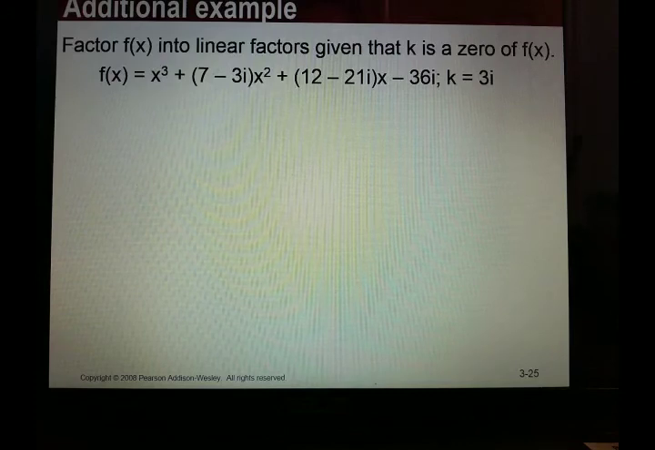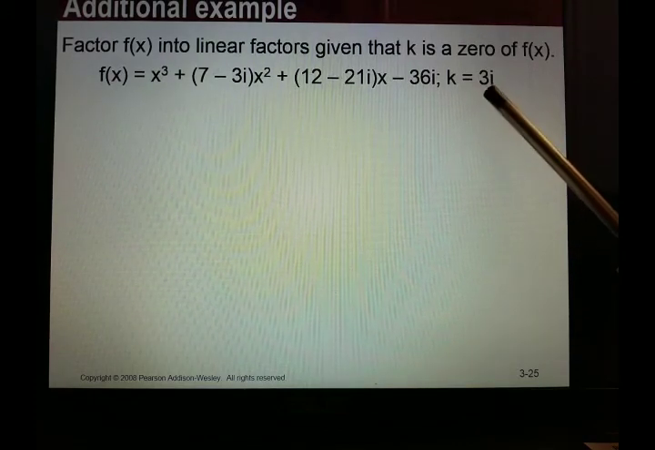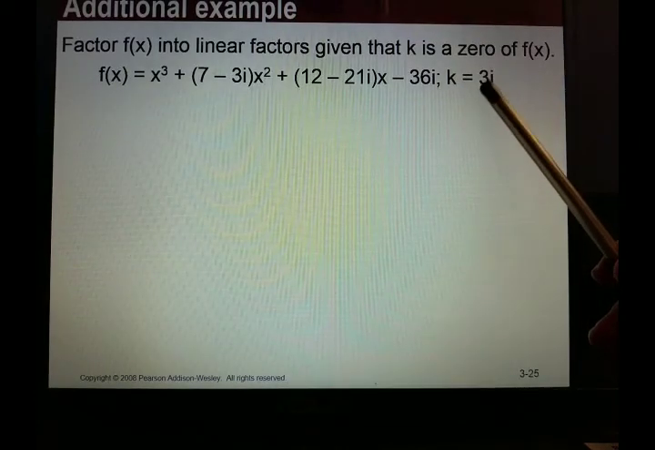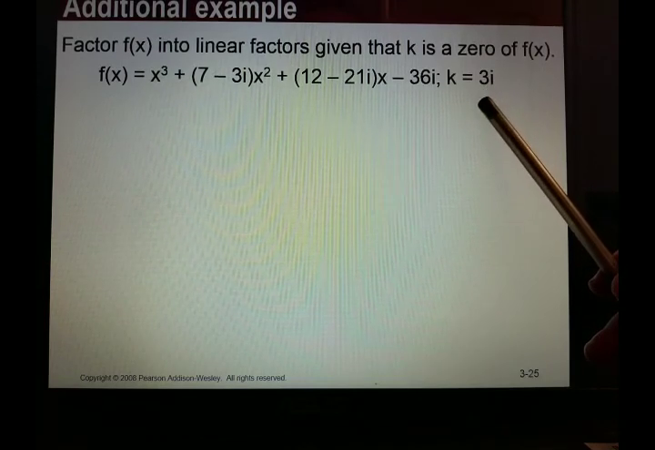Next example. Factor this into linear factors given that k is a 0 of the function. So right here at the end, it's telling me k is 3i. That means one of my answers is 3i. That's not one of the answers, I'm sorry, that's one of the zeros, one of the roots.